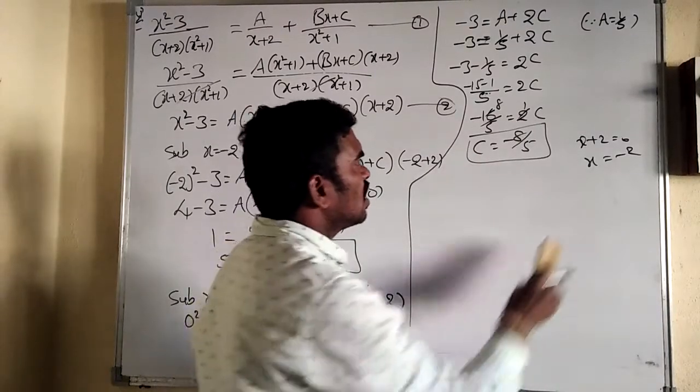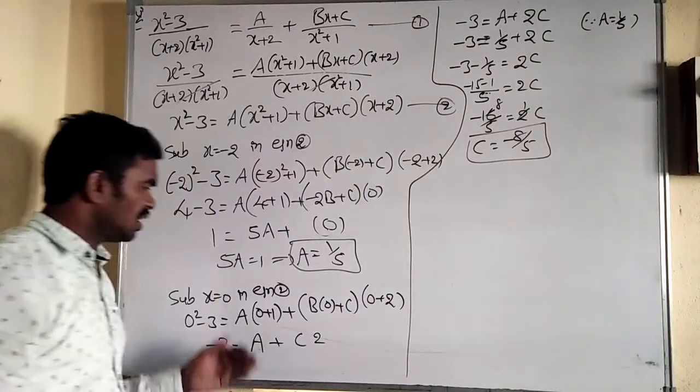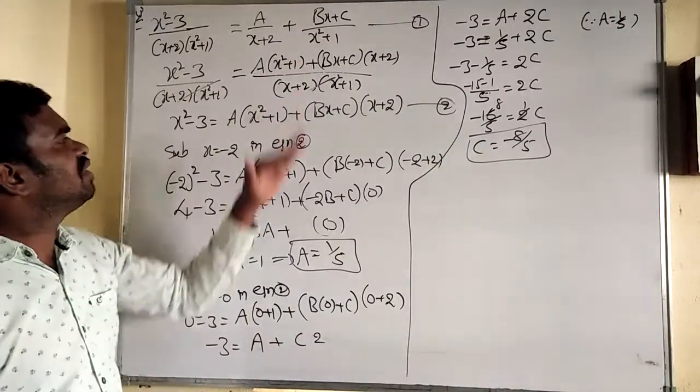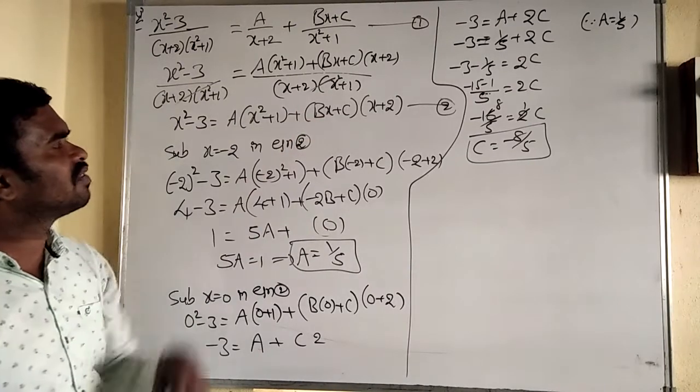Of course, the c value also we got. The A value we got, the c value we got. Next, we should find b. B is remaining. How can we find it?